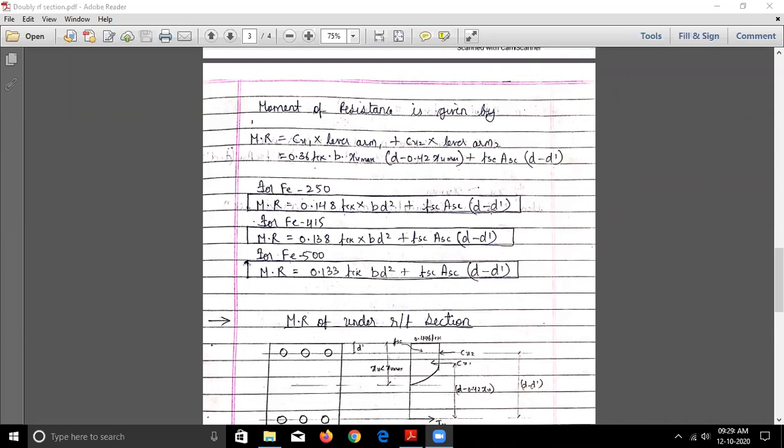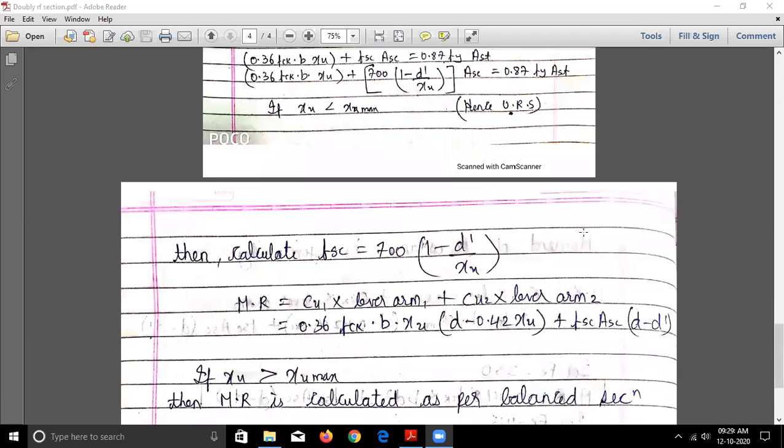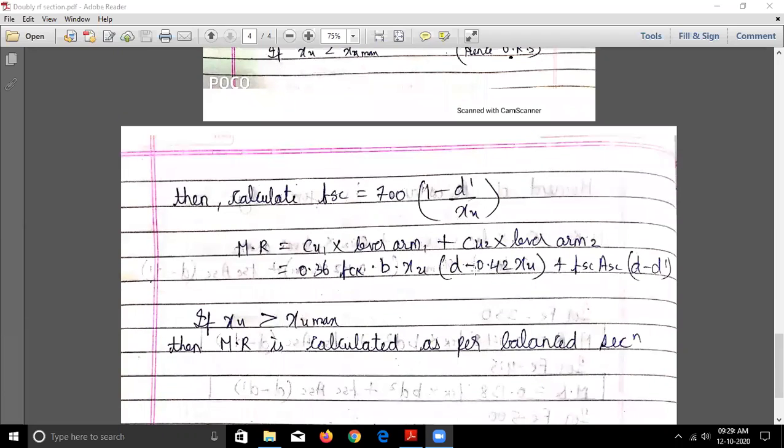Yes, are these equations done now? Done, sir. Okay. So now take down the question, everyone. Lastly, write this MR equation: Cu1 into lever arm 1 plus Cu2 into lever arm 2.